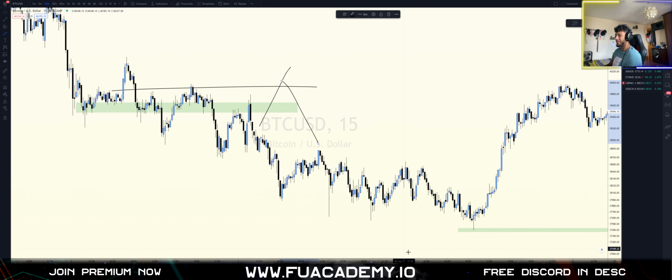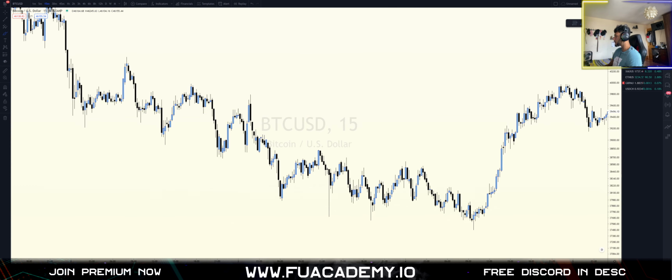So if I'm close to liquidity, such as lows, support, resistance, a trend line, whatever it is, I will look to avoid my institutional candle.